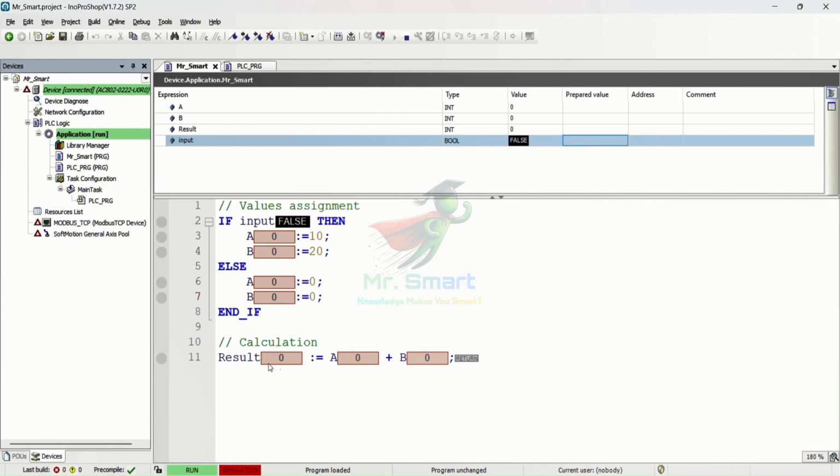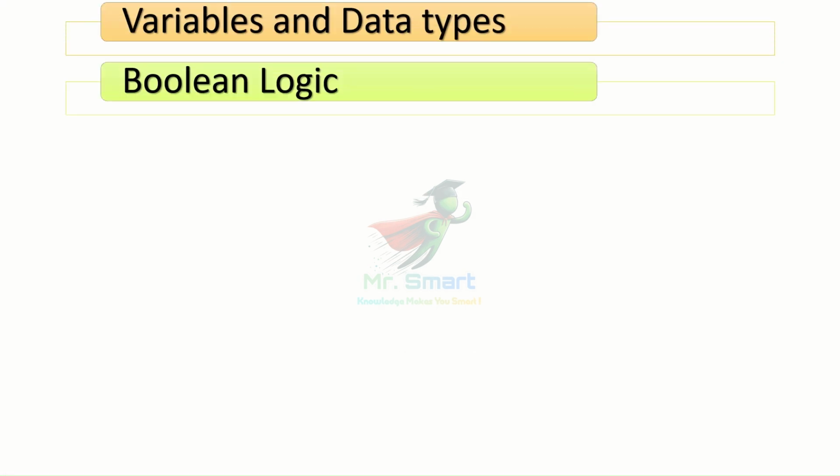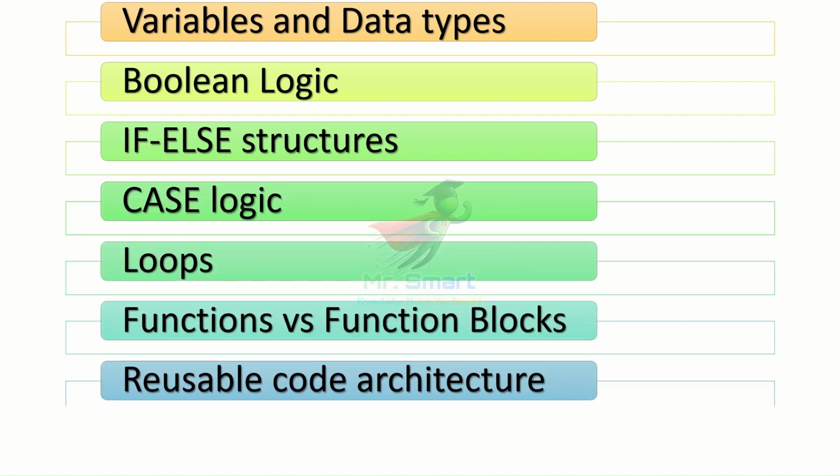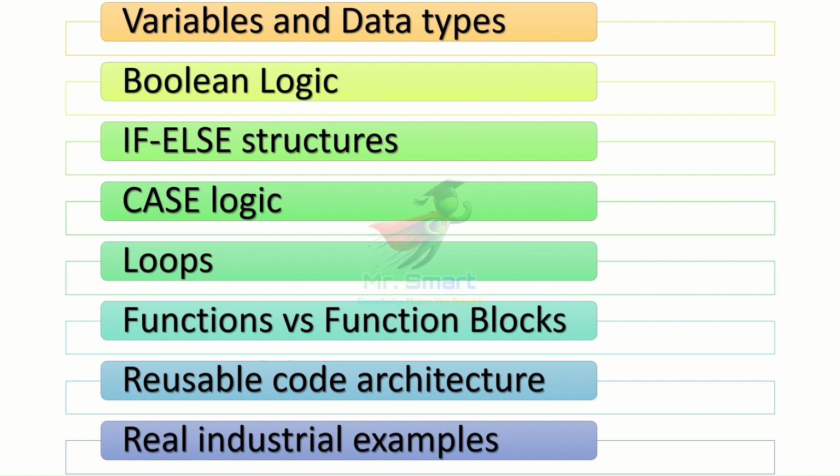And that's why we'll go step by step in this series. In the upcoming videos, we will go deep into variables and data types. Boolean logic the right way. If-else structures that don't break machines. Case logic for clean state machines. Loops and why they must be used carefully in PLCs. Functions versus function blocks. Reusable code architecture. Real industrial examples like programming for motors, valves, alarms, and interlocks.